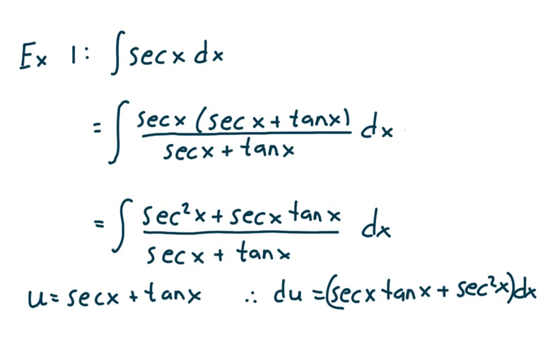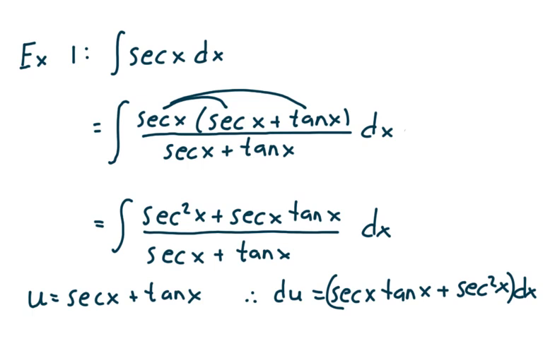And so what I did was I took secant x and essentially multiplied it by a form of 1, right? Because remember, when you take something and multiply by 1, you don't change its value. Now, to go from line 2 to line 3, I'm going to distribute the secant x to each term within the parentheses. And so I get the integral of secant squared x plus secant x tangent x, divided by secant x plus tangent x, dx.